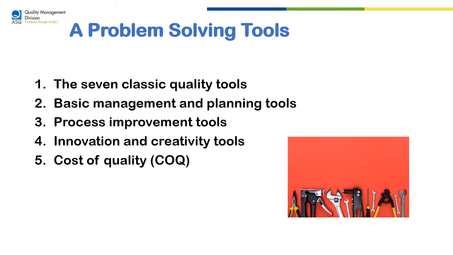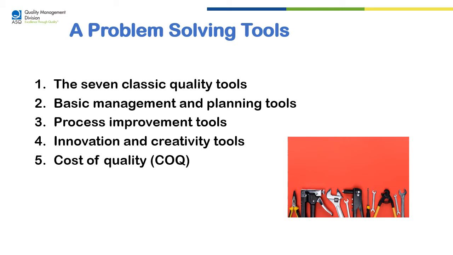Section A involves problem-solving tools, and we've got 5 sections here: 7 classic tools, basic management and planning tools, process improvement tools, innovation and creativity tools, and the cost of quality. These tools, of course, do not operate independently, but you often have to combine them in different approaches to use them well.